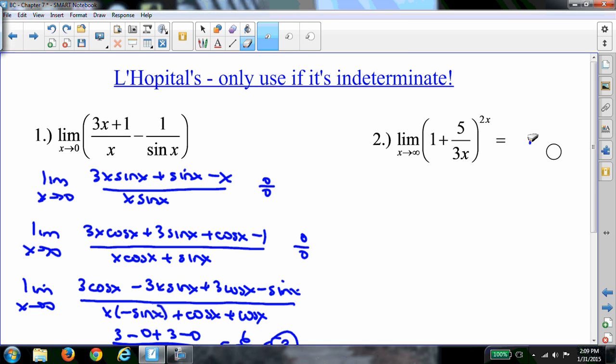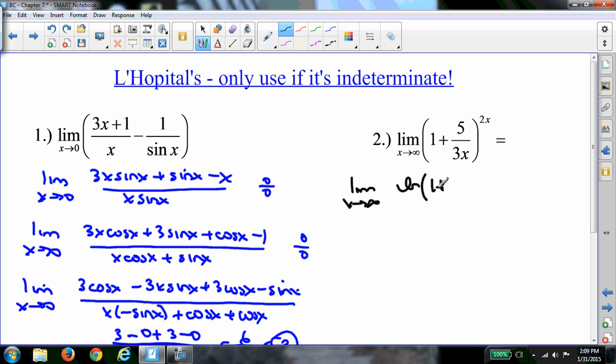So for this particular one, what we did was we rewrote it into a different problem. We looked at instead the natural log. So we said, okay, I'm going to look at the natural log of this problem, which was natural log of 1 plus 5/3 x to the negative 1, to the 2x. Because then we can use the natural log properties and bring the 2x in front. Natural log of 1 plus 5/3 x to the negative 1.